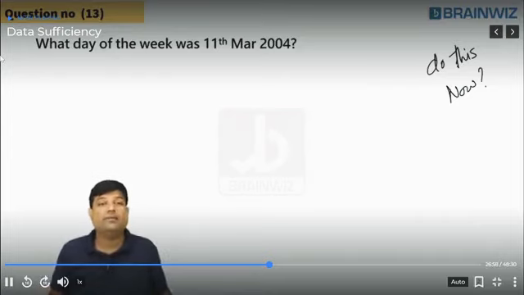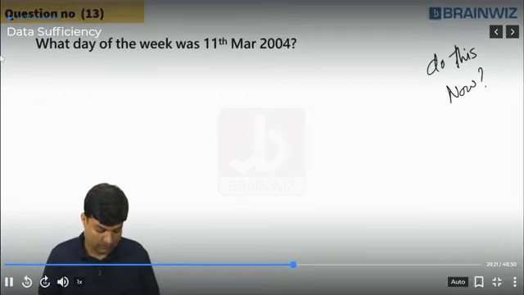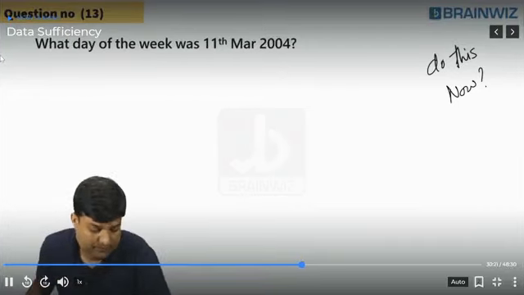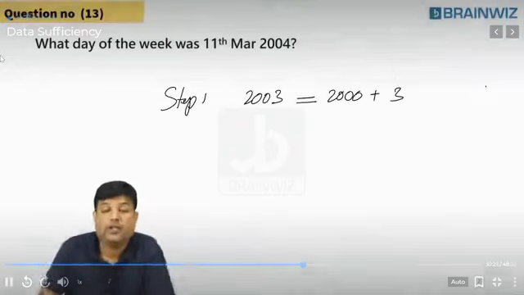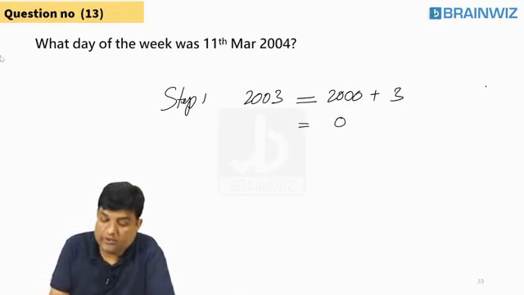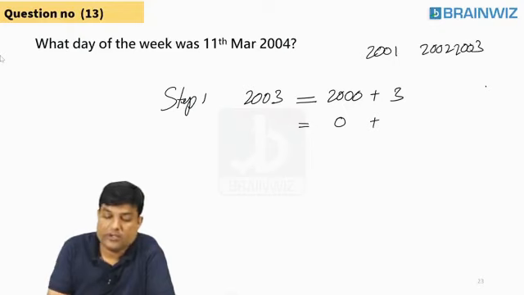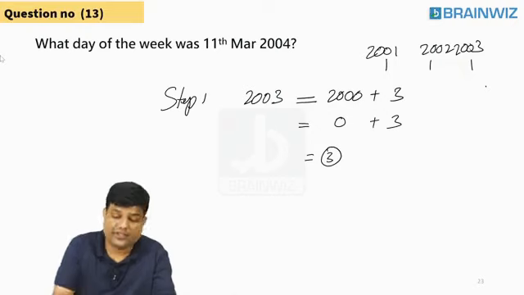Do this now, everybody. 2000 years plus extra 3 years. In 2000 years, 0 odd days. What are the 3 years? Simple. All are leap years only, there is no doubt in this. 2001, 2002, 2003. So what's that? 3. But we can't say 3 is the answer because this is only till 2003.